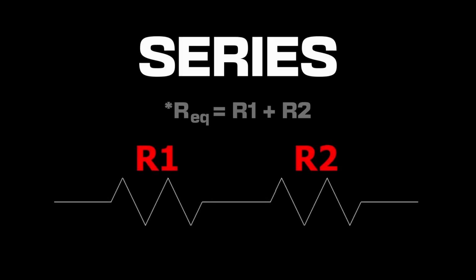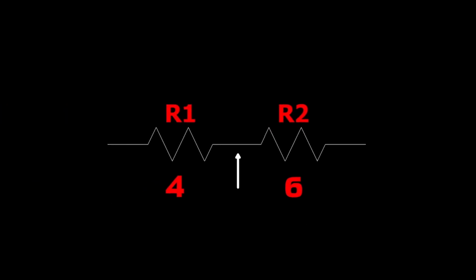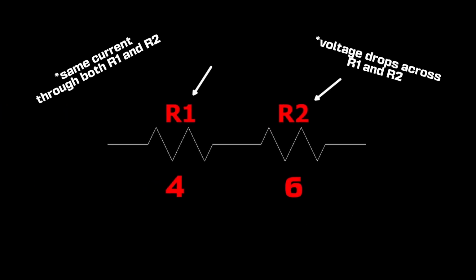Resistors in series can be reduced by just adding them together. Because they share the same wire, the current through them is always going to be the same, but there are voltage drops across each resistor.